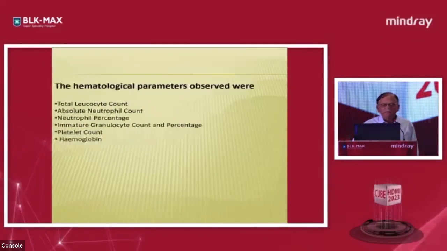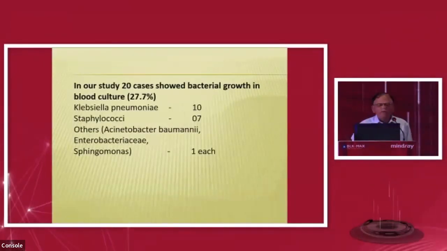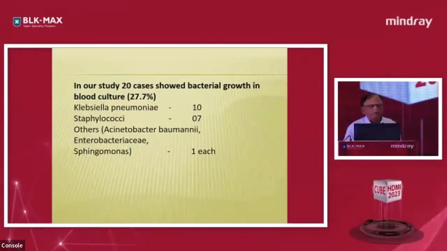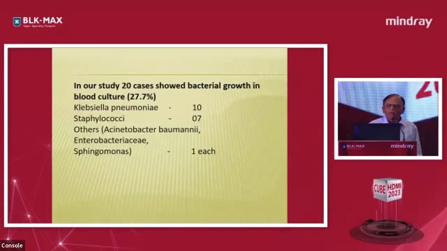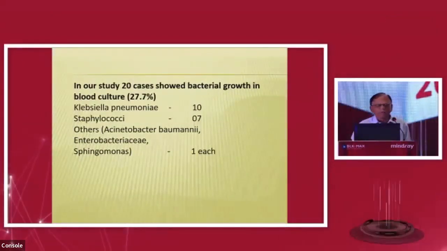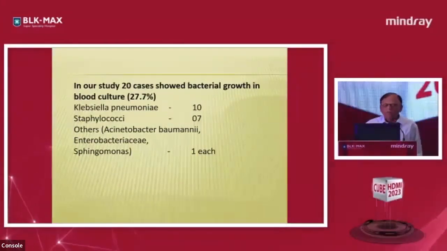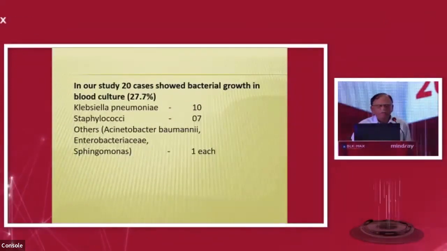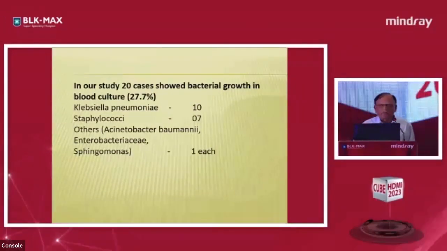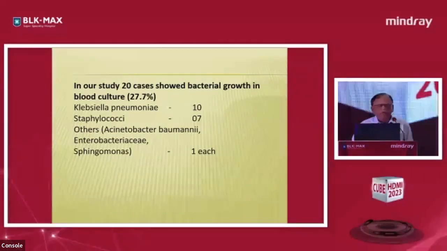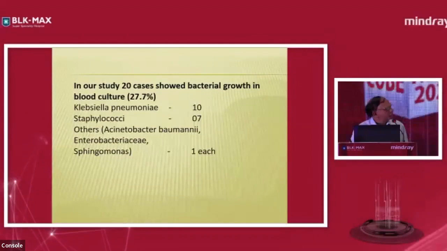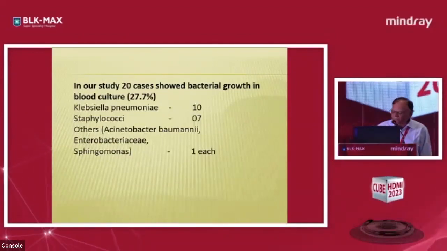In our study, 20 cases showed bacterial growth in blood culture. That amounts to 27.7%. Out of which Klebsiella pneumoniae was grown in 10 cases, Staphylococci, different species, were grown in 7 cases, and 1 case each of Acinetobacter, Enterobacteriaceae, and Sphingomonas.